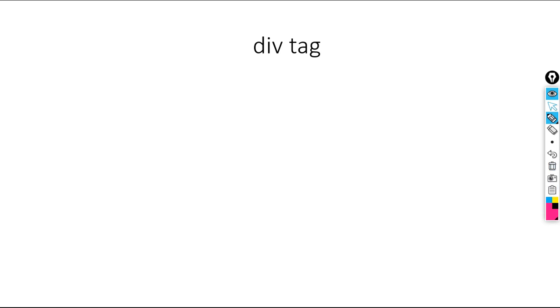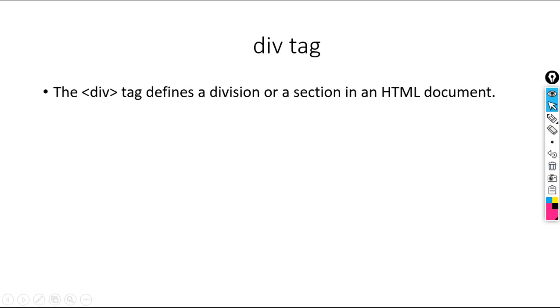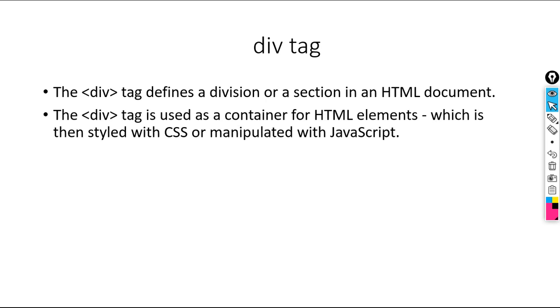Now, the div tag defines a division or a section in an HTML document, where an HTML document is nothing but a web page. The div tag is used as a container for HTML elements. So the div tag is a container which contains HTML elements. Then we can add styles collectively to all these elements with the help of the div tag.